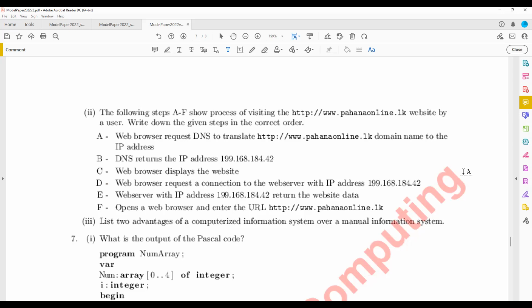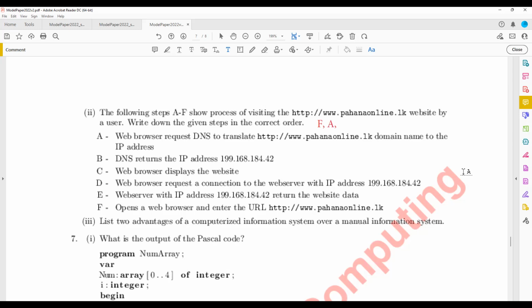Okay, this is again the theory. What are the steps if you are visiting a website? What will be the order? First F: you open a website and type the web address. Then A: once you know the web address, you can't go directly, because computers don't know how to go to this web address. What we need to know is the IP address, a unique address given to computers.